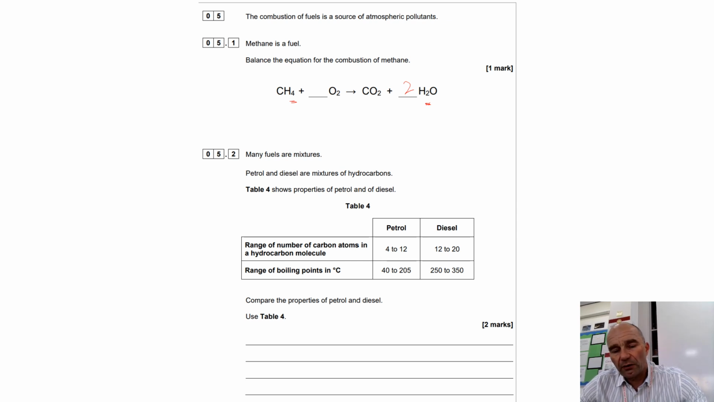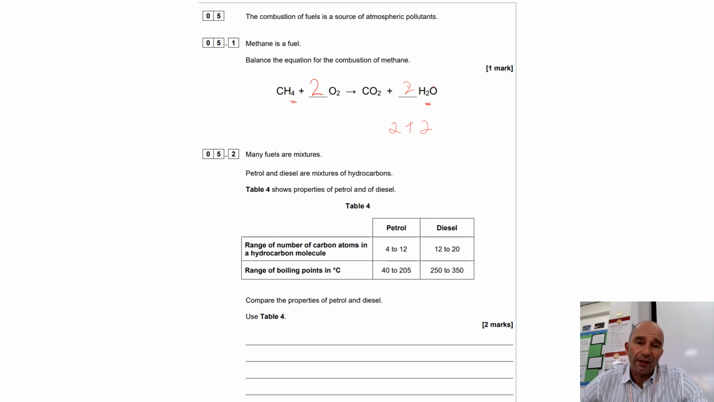Now the last bit is oxygen. So if we look at the right hand side, we've got the 2 lots of 1 oxygen there. So we've got 2 oxygens there. Don't forget CO2, 2 oxygens as well. So we have a total of 4 oxygens on the right hand side. We need 4 oxygens on the left. Oxygen is diatomic, therefore we're going to have 2 lots of O2. Now that's the correct way to work this out.